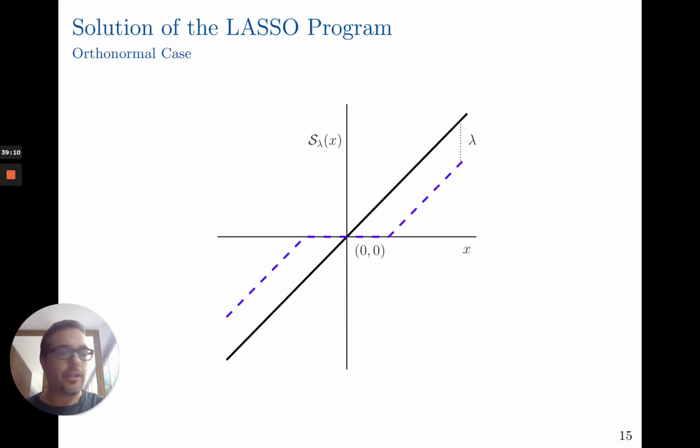So this is the soft threshold function. There's a region where you're going to make the coefficients equal to 0, and other regions you are going to make them different from 0, but bear in mind that there is a difference here between the 45-degree line, the black line here, and the dashed blue line there.